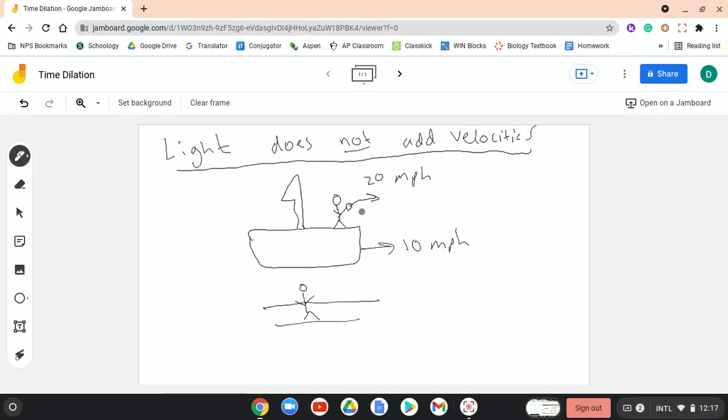All right. So this is a property that should match your intuition. It should make sense. If the boat's going at 10 miles an hour, and I throw a ball off of it, then I should see it from the dock coming out at 30 miles an hour. And this is a property that works with all everyday things. But there's a problem, and that is when we start dealing with light, this property is no longer true.